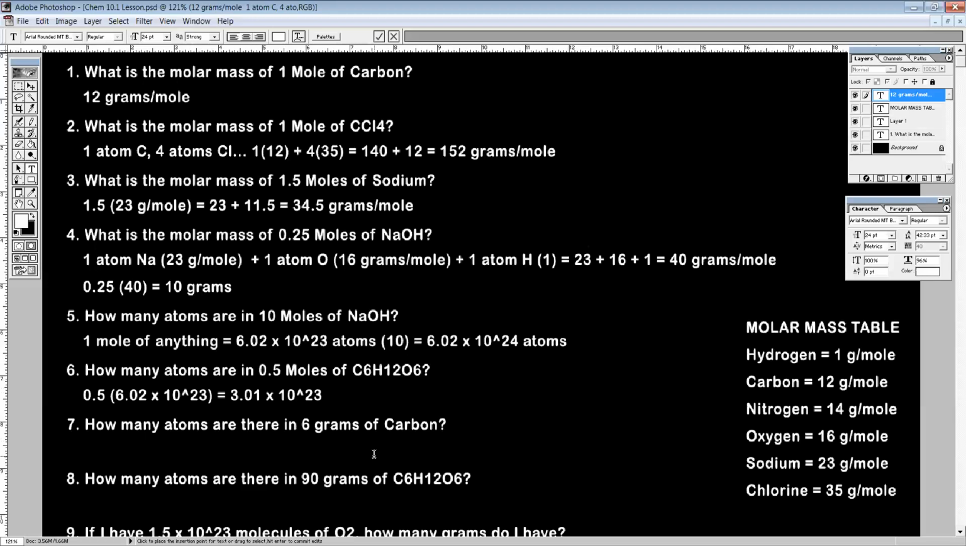How many atoms are there in 6 grams of carbon? All right, so 6 grams, so 1 mole is equal to 6.02 times 10 to the 23rd atoms. And we need to figure out how many moles of carbon we have. We have 6 grams of carbon, and we're going to divide that by the number of grams per mole.